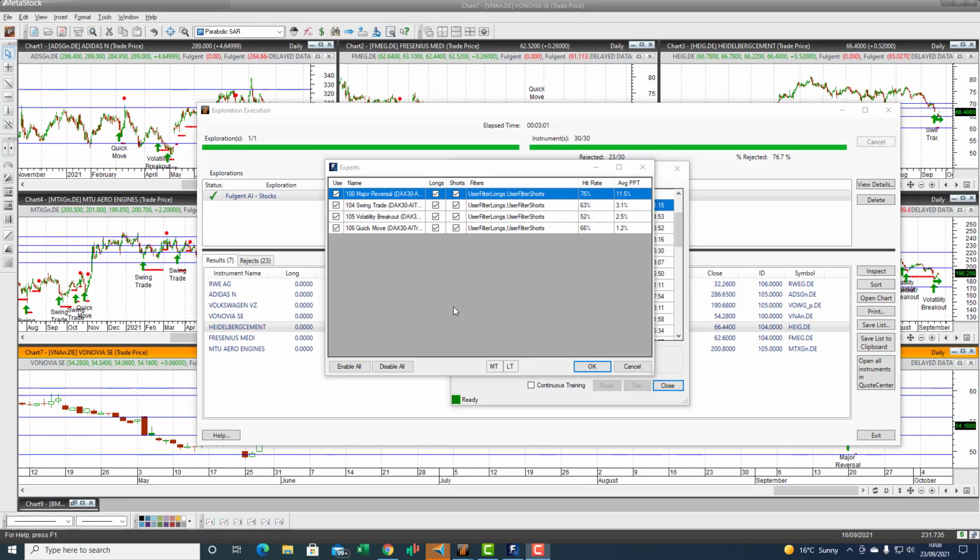Just to recap, the AI engine, the major market reversal, swing trade, volatility breakouts, and quick 3-day moves, here are the trading statistics in the testing period. The major market reversal AI is 75% accurate with an average profit per trade over the testing period of 11.5%. The swing trader is 63% accurate with 3% return on average. And the volatility breakout is 52% accurate with 2.5% average return over the testing period. Now that's over thousands and thousands of trades. Okay, so it's fantastic trading statistics. The quick move, which is an aggressive swing trade strategy, is 66% accurate with 1.2% average profit per trade over the testing period. So absolutely fantastic trading statistics.